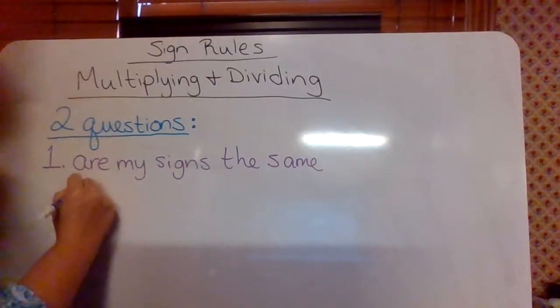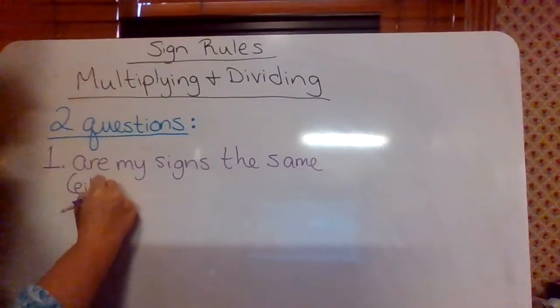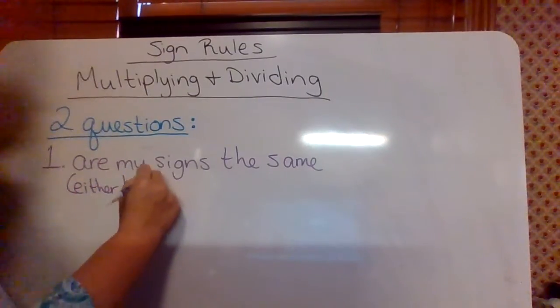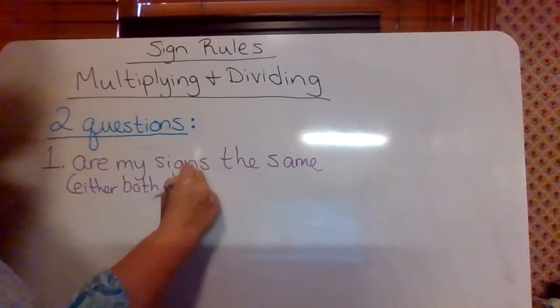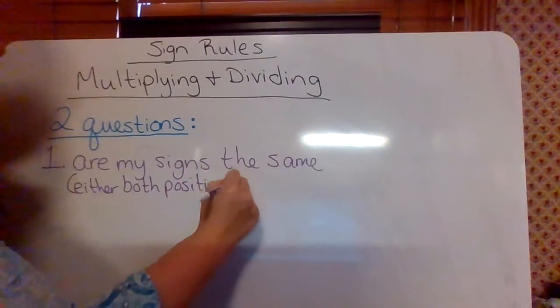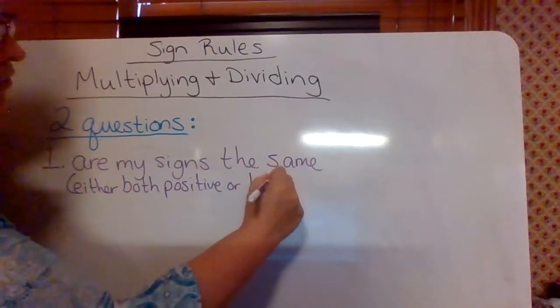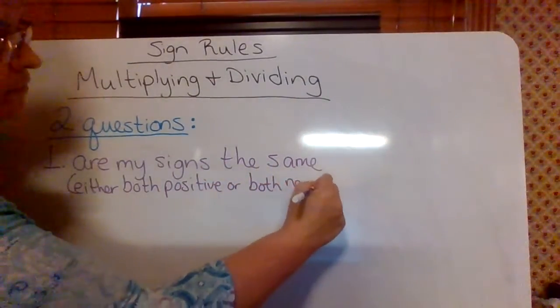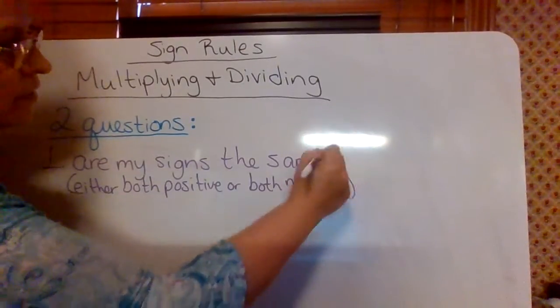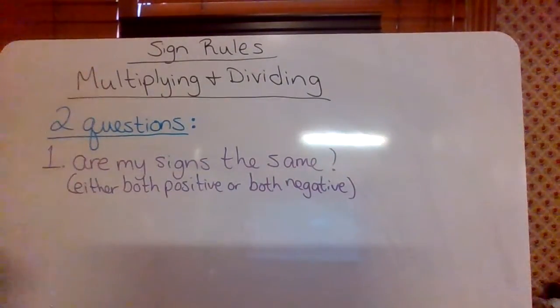So this means either both positive or both negative. So that's your first question. Are my signs the same? Either both positive or both negative. So let's look at an example.